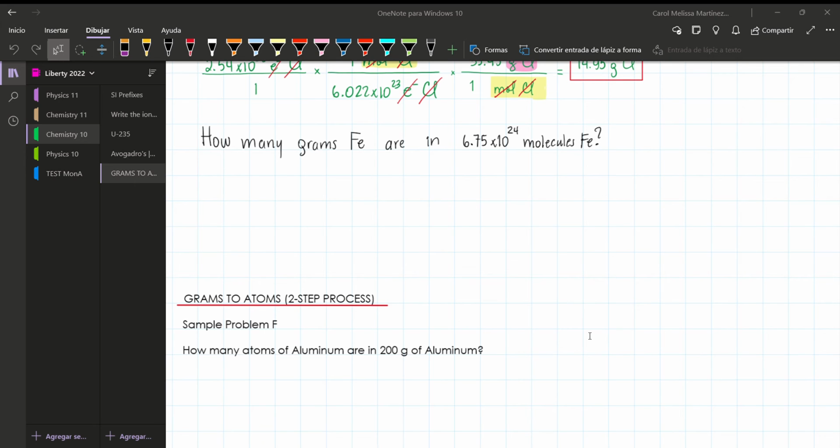So, as I told you, we analyze the keywords. I have grams and I have molecules. So, I know that I have to use molar mass as a conversion factor, and for molecules, I know that I have to use Avogadro's. So with this, I recognize that I have to do a two-step procedure. So I'm going to start with the given. My given are the 6.75 times 10 to the 24 molecules of iron. And my unknown are grams of iron.